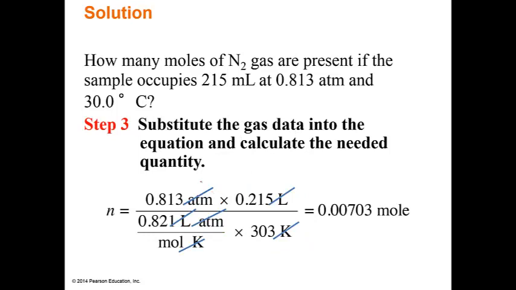All right, so we go plug and chug, right? We plug in our quantities. All right, well, our pressure was 0.813 atmospheres. Our volume was 0.215 liters. Our constant, 0.0821. Okay, and then our temperature 303. This is going to give us our moles. All right, so we've got 0.00703 moles of nitrogen. All right, yeah, simple as that.